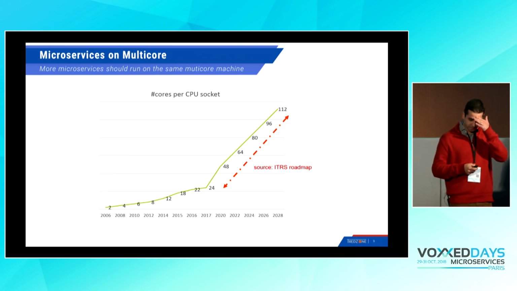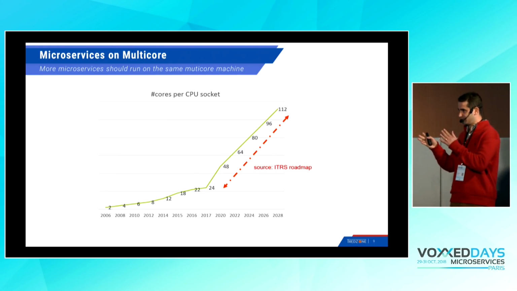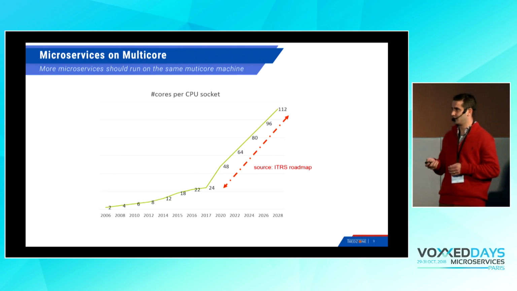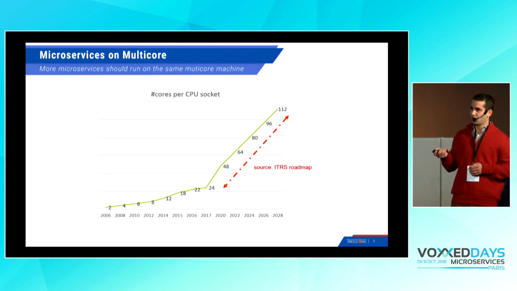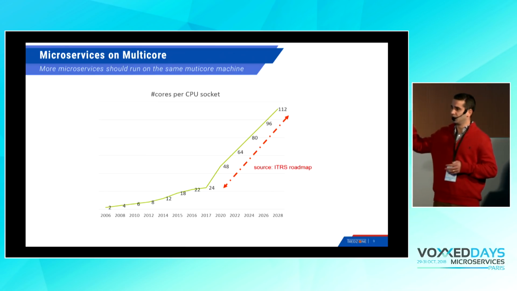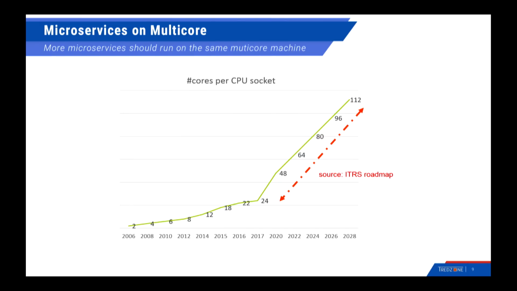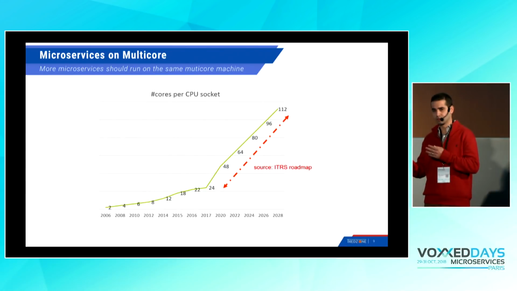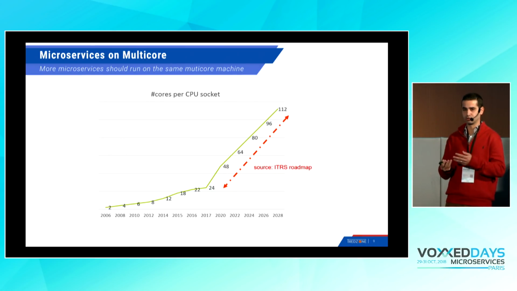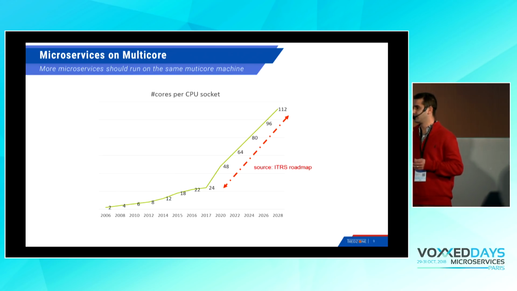And if we add the roadmap of multicore, what we are seeing here is the evolution of multicore architectures from 2 cores in 2006 to now 24 cores per CPU socket, Intel architecture. We were seeing at the beginning that each microservice ran on one machine, and as we add more cores, we have more microservices that should run on the same machine, same CPU socket.